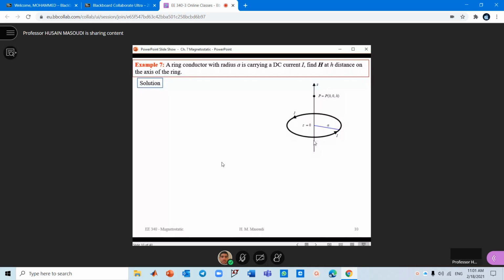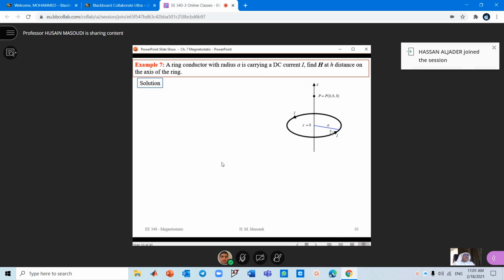So the axis of the ring is the z-axis. The radius of the ring is equal to a, and we are asked to find the magnetic field at each distance along the axis of the ring. So at any point, if we change this h in here, we can find the magnetic field at any point later on. So assume that we have a DC current I, and the radius here is a, which is fixed now.